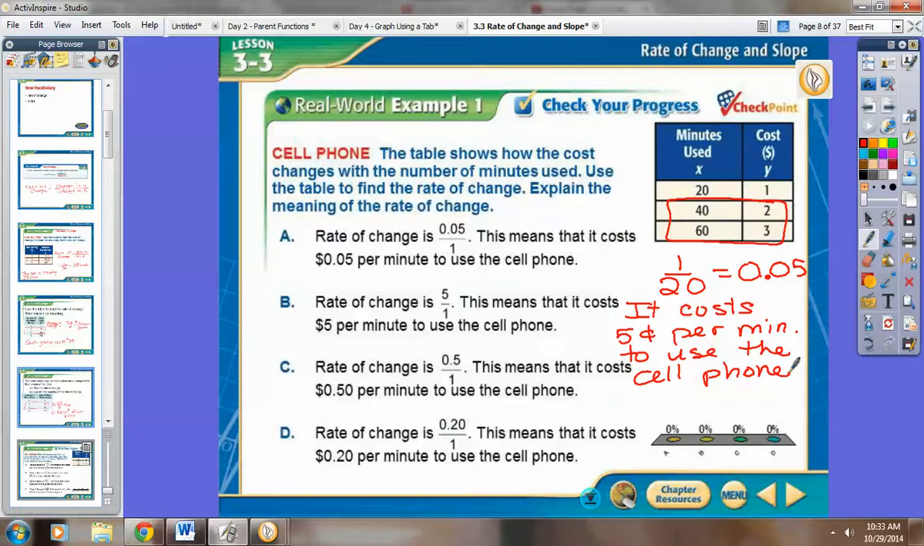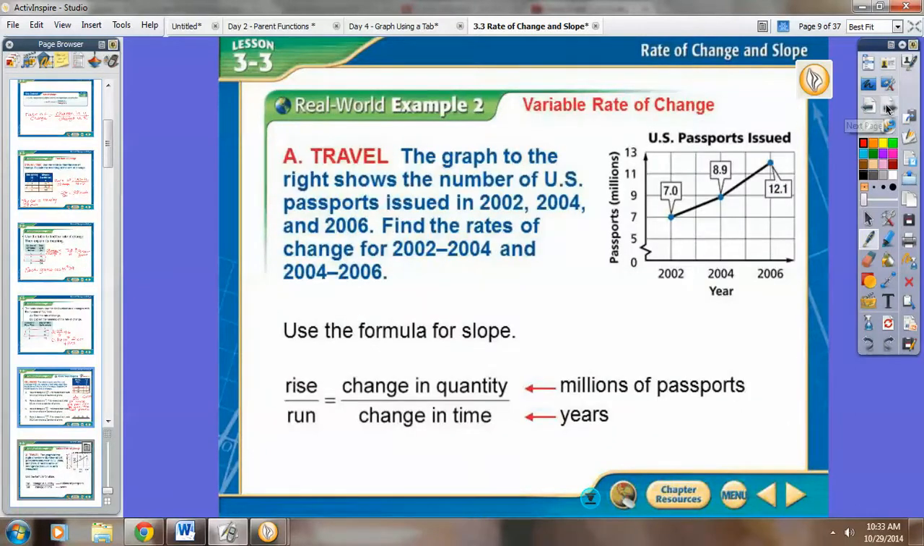The next one's going to be a little bit different. I do not have the information organized in a table. Instead, it's written as a graph. It says the graph to the right shows the number of U.S. passports issued in 2002, 2004, and 2006. Find the rates of change for 2002 to 2004 and 2004 to 2006. So we're going to use our change in y divided by change in x to do this.